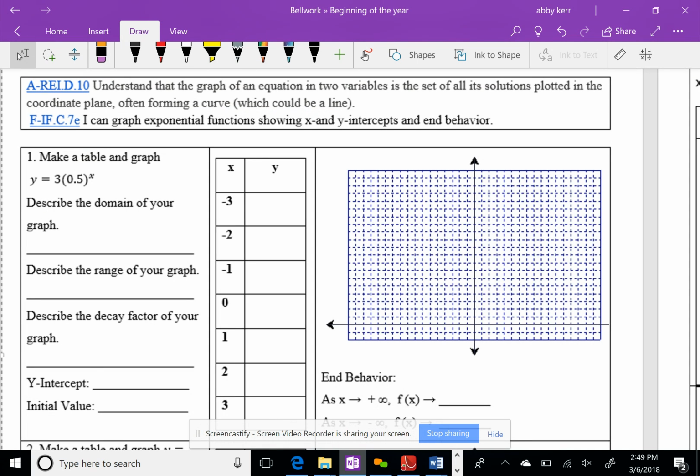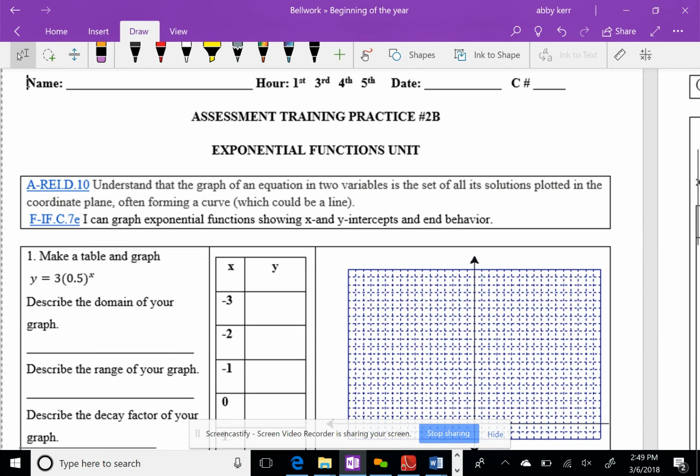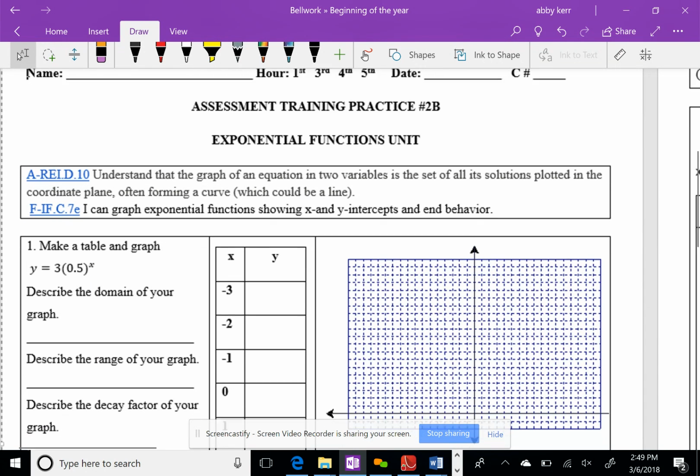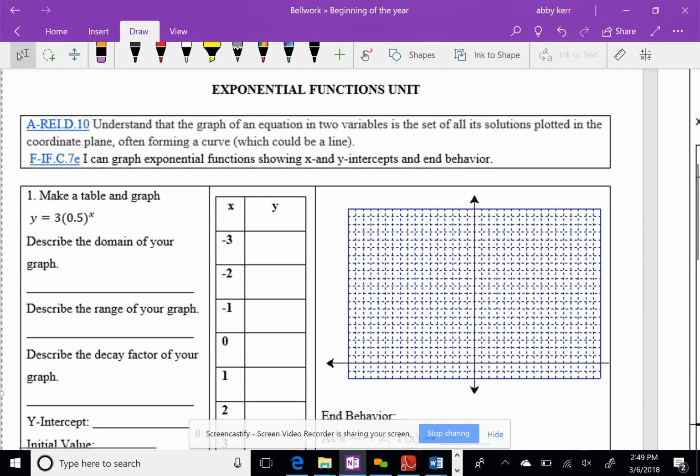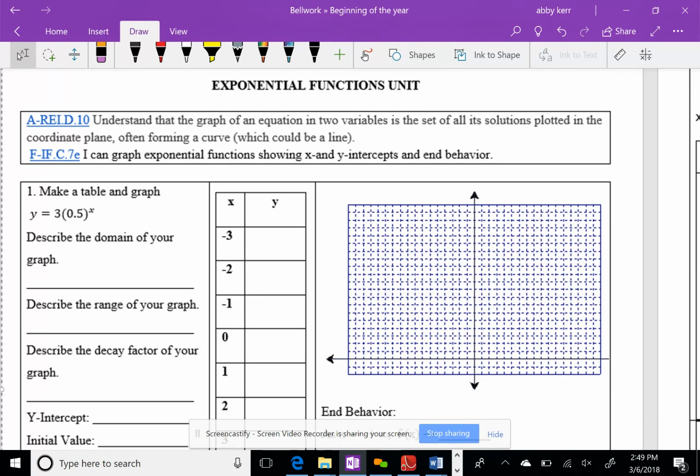Okay, for this training assessment, this is our second installment. So you can say it's 2B. There's no 1B, it's just starting off at 2. So it says we're going to understand the graph of an equation in two variables is a set of all its solutions. And then it says I can graph exponential functions showing the x and y intercepts and end behavior.